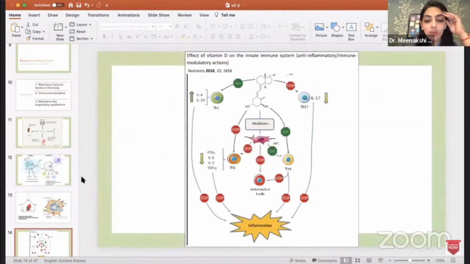Moving on, I told you that vitamin D helps the respiratory epithelium too. So again, this is the same thing. This is another diagram showing what I told you: inflammation will be caused by Th1 and Th2. IL-10 and IL-4 are the happy cytokines, this is favorable, and these are the inflammatory cytokines. So vitamin D gives a go-ahead to the Th2 response.